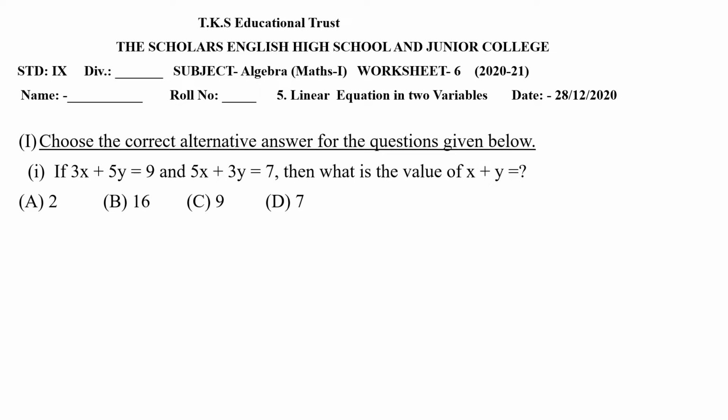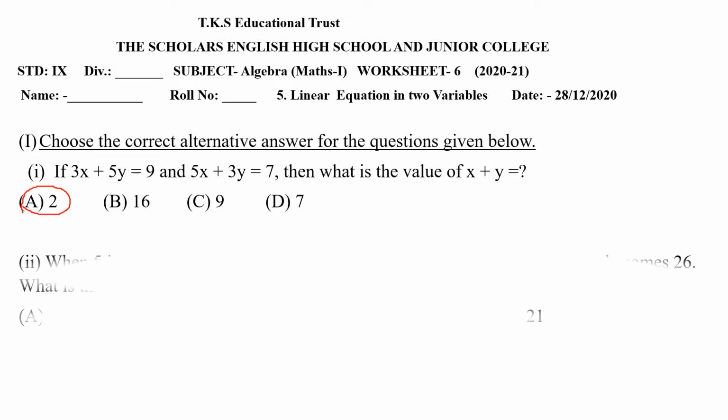The first question is: if 3x plus 5y equals 9 and 5x plus 3y equals 7, then what is the value of x plus y? Now I have to find x plus y. If you add both equations, you will get 8x plus 8y equals 16. But we need x plus y, so divide all the terms by 8. Then x plus y equals 16 divided by 8, which is 2. So students, you have to circle option A.